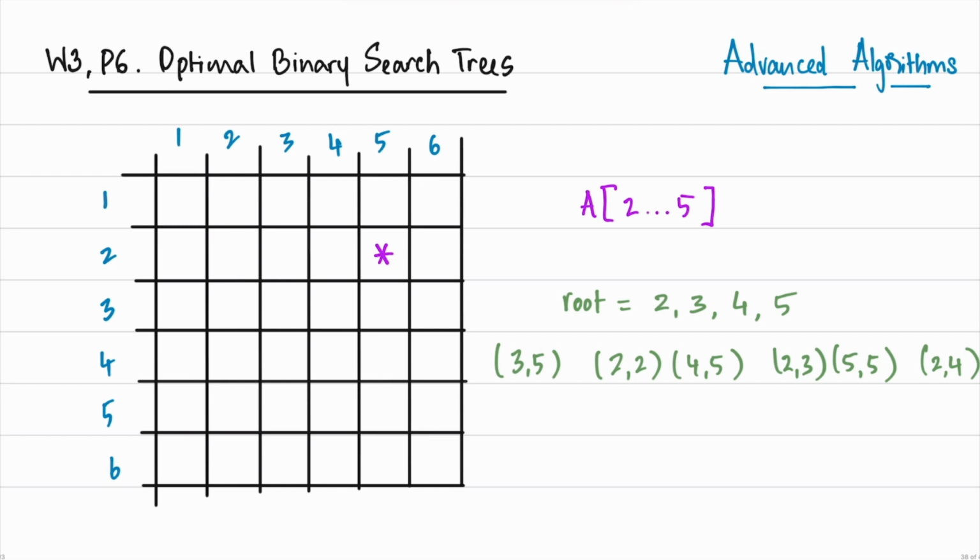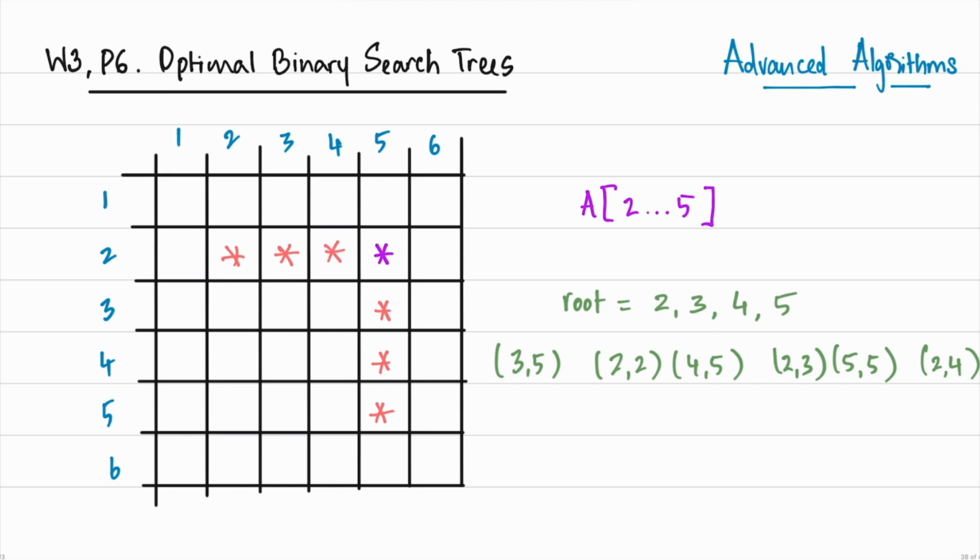So these are all the entries that we would have to look up. So let's just identify them out here in the DP table. So 3, 5 would be here, 2, 2 is here, 4, 5 is here, 2, 3 is here, 5, 5 is here, and 2, 4 is here.